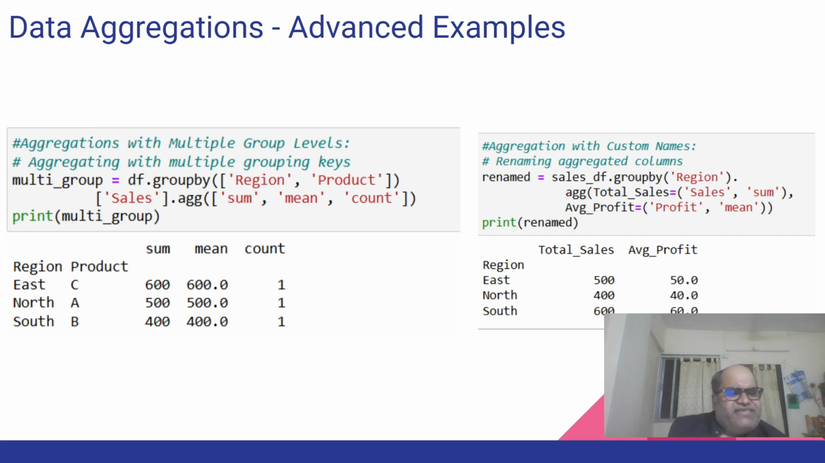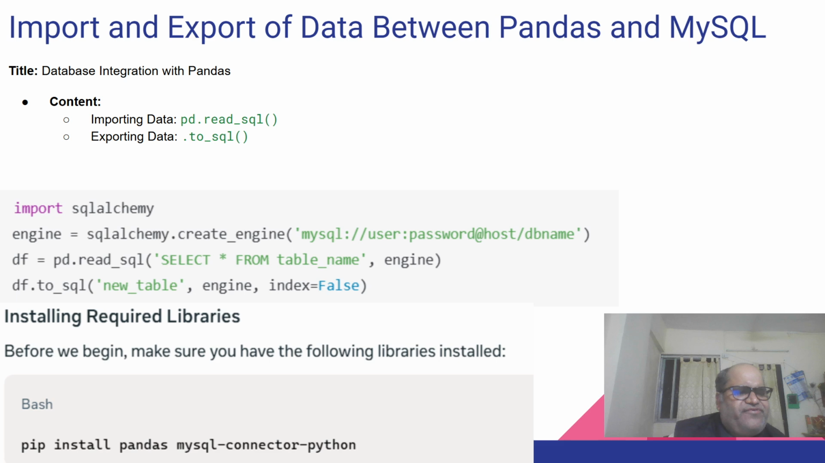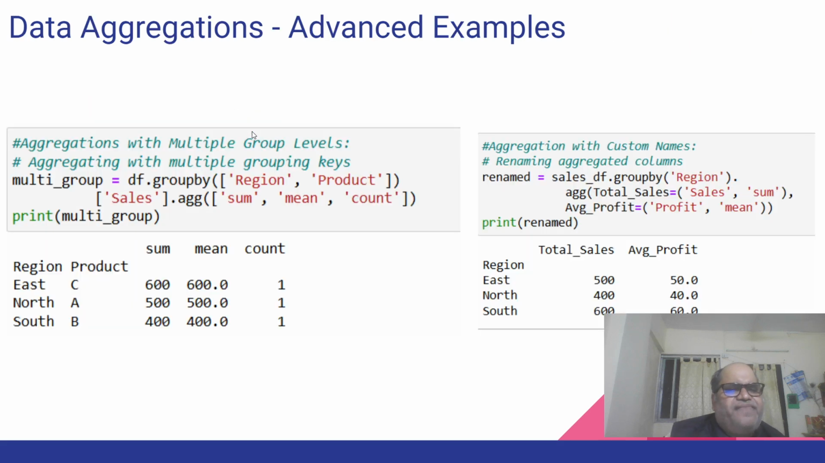Now looking at some advanced examples, as we saw, you can have several aggregations, right? So sum, mean, and count, if you see here, right? So multi-group, and what we have here is grouping by region and product, and then on sales we are applying sum, mean, and count. So you get sum, mean, and count, right?